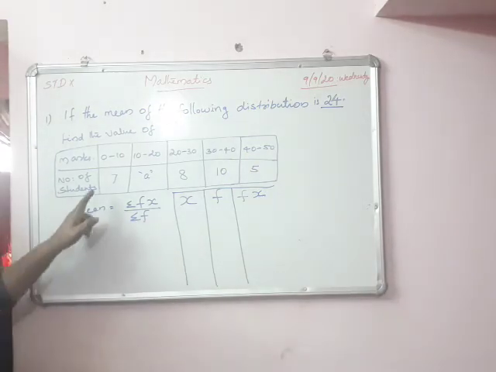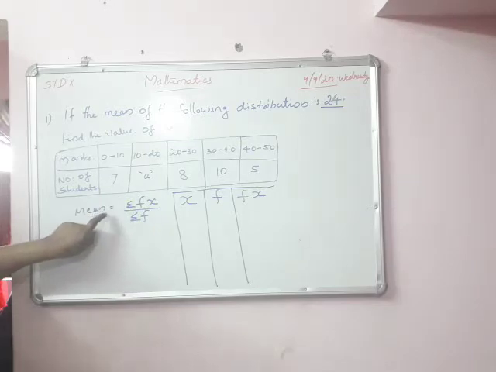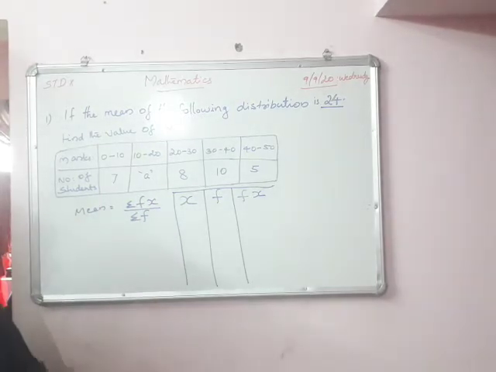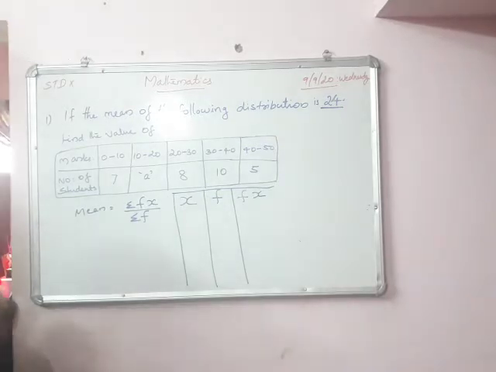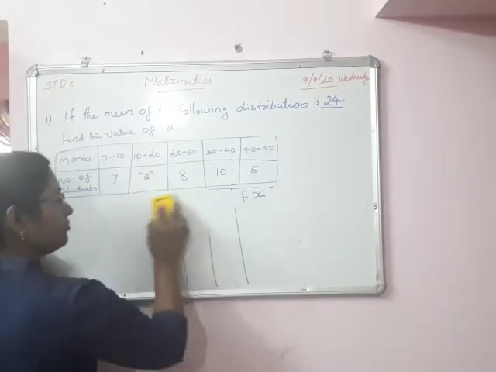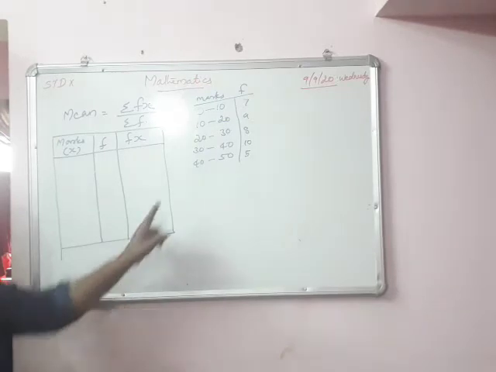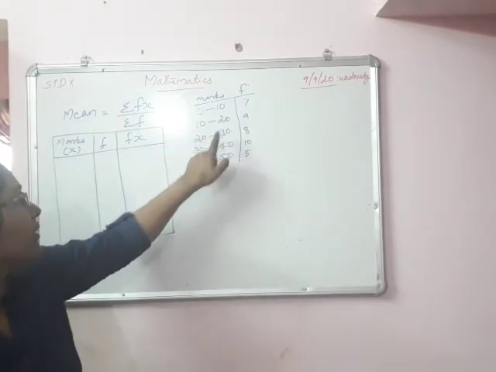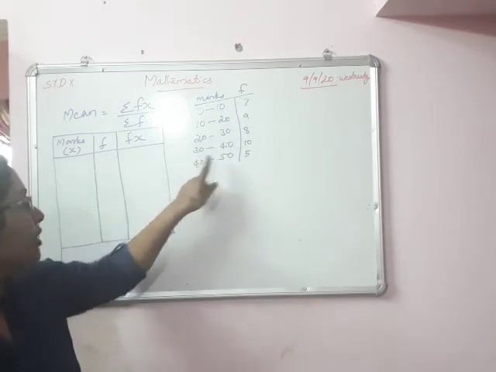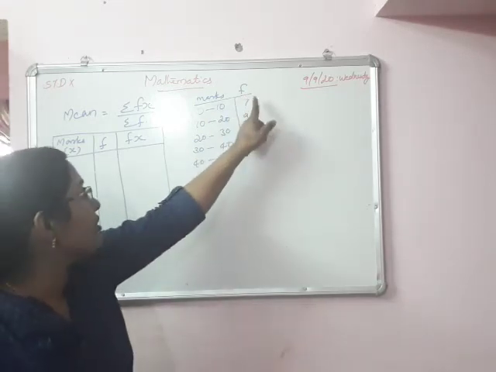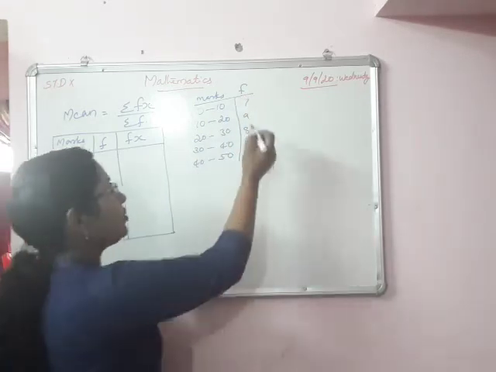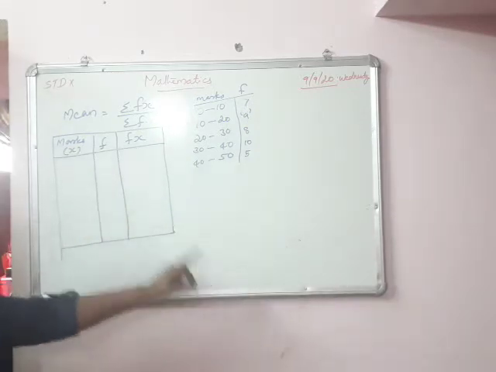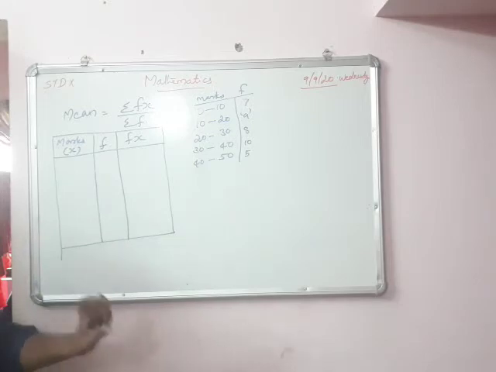So you write the question first, then the formula: mean is equal to sigma fx by sigma f. I will solve now. This is the question: marks 0 to 10, 10 to 20, 20 to 30, 30 to 40, 40 to 50 and frequency 7, A, 8, 10, 5. So write the question and you may solve this.